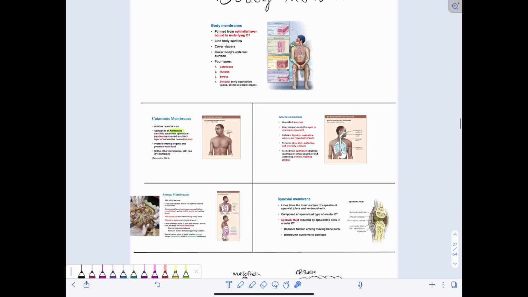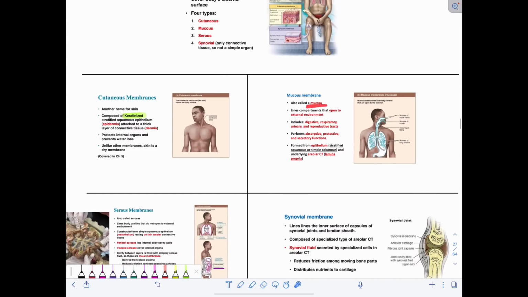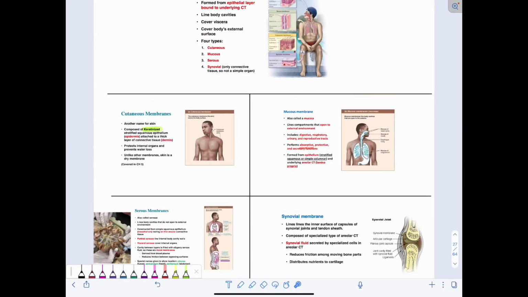Mucous membranes are also called mucosa, and they line the body cavities that are open to the outside, right? So these are all the mucosa layers, mucosa membranes. So understand where they are. The jobs are absorption, protection, and secreting stuff, whether that's mucus or other things. And they're all over the place: digestive, respiratory, urinary, reproductive tracts.